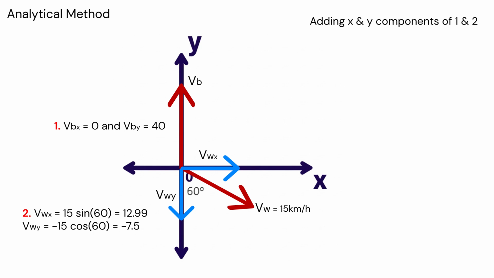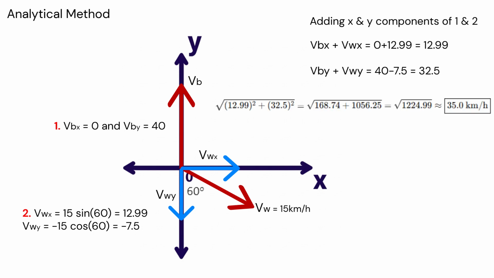Adding x and y components of both the boat and water current, we get x component as 12.99 and y component as 32.5. To find resultant velocity, we square root the squares of x and y components. So the resultant velocity is 35 kilometers per hour. To find the direction of velocity, we use the formula tangent inverse of x by y component, which gives us 21.8 degrees.